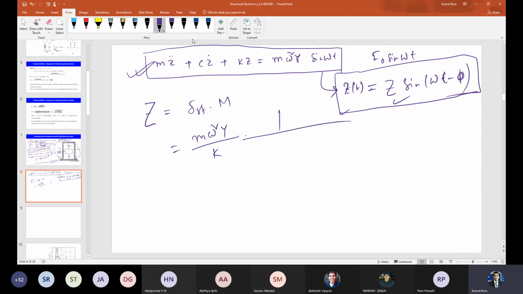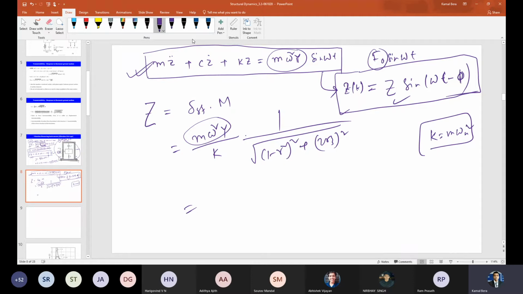What is M? Tell me. This one, right? Square root of 1 minus r square whole square plus 2 r zeta square. That is what I am asking you. There is no difficulty, we have discussed this many times. So this is F naught here: F naught by k into magnification factor. Now I can write k equals M omega n square.